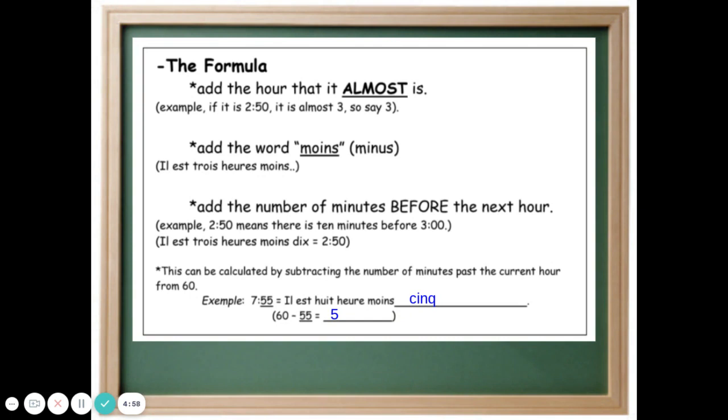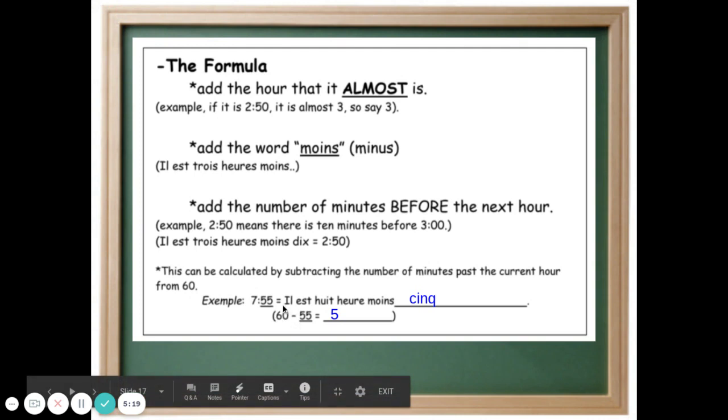Or if you are somebody who likes math, you can use the number 60. Remember, there's 60 minutes in an hour. So if the time was 7:55, you could say, what hour is it closer to? It's getting closer to 8 o'clock. How many minutes until it's 8 o'clock? 5. But if you couldn't figure that out, you could just say, okay, well, 60 minus 55 is 5.